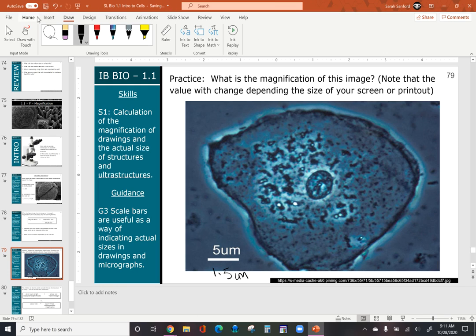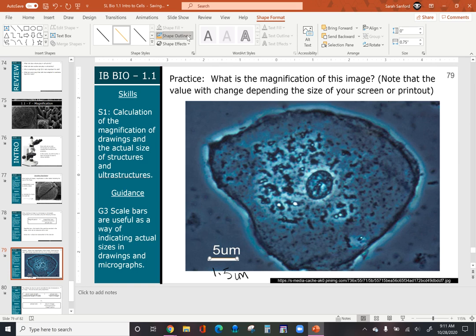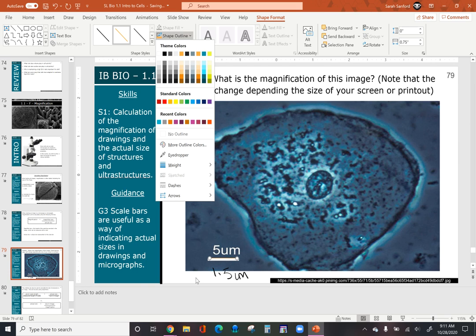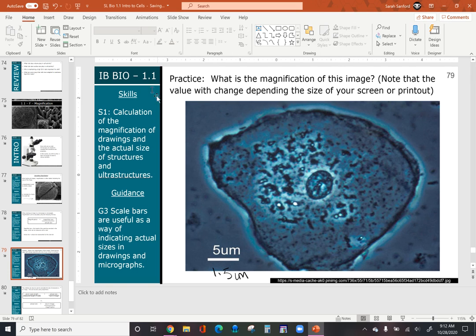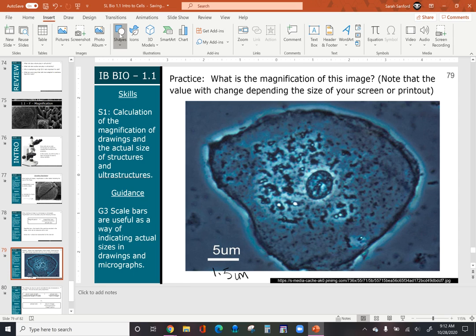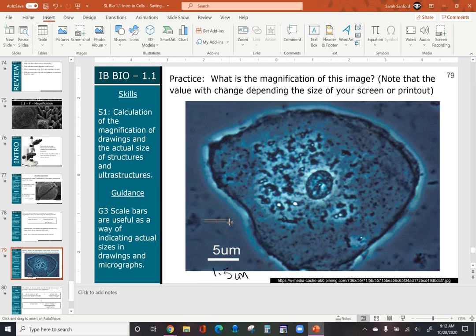Now, because I don't have a ruler, what I'm going to do is make a line that's exactly this length. I can use a bracket. Why don't I use a bracket? It's probably better. There we go.